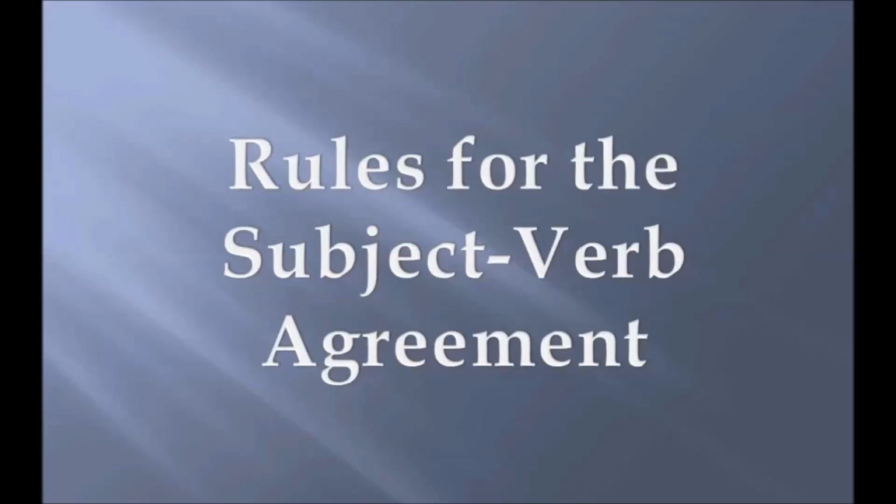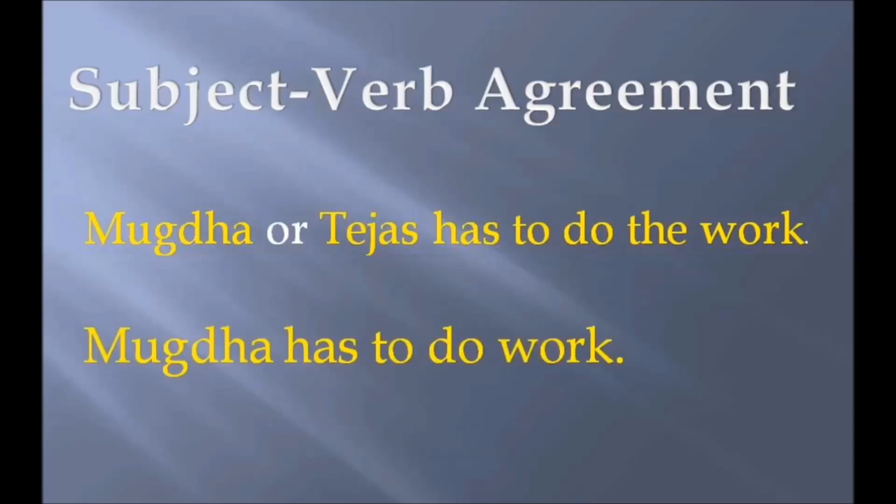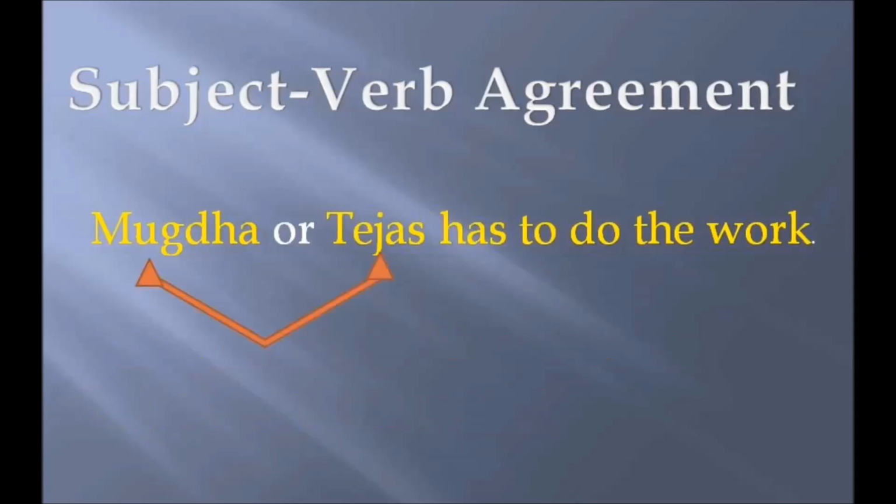There are certain rules on subject-verb agreement. First, see an example. Mugdha or Tejas has to do the work. Look, in this sentence there are apparently two subjects. But you have also noticed that they are linked with or. That is to say, either Mugdha has to do the work or Tejas has to do the work. Though two subjects are linked, they are not made plural. So the verb should be has, not its plural have.